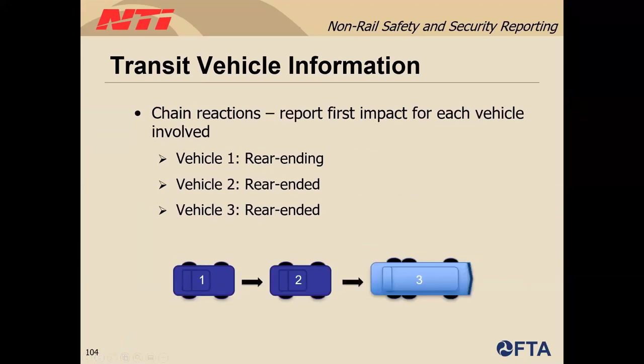Multiple vehicle accidents or chain reaction accidents can be a challenge to report. Remember to consider the first impact or collision type in your analysis. In this diagram, vehicle one would be reported as rear-ending. It's doing the hitting, which means that vehicle two was rear-ended, which then caused vehicle two to be pushed into vehicle three, the transit vehicle, which would also be reported as rear-ended. Remember, it's the first point of contact.